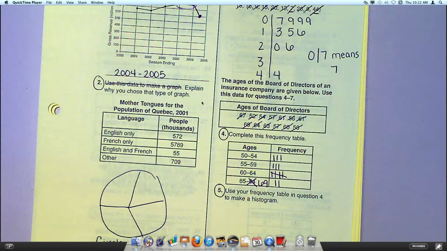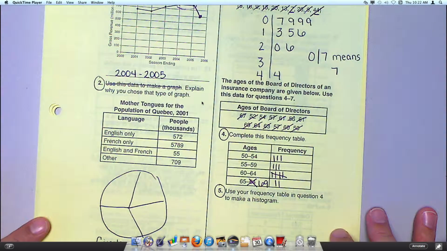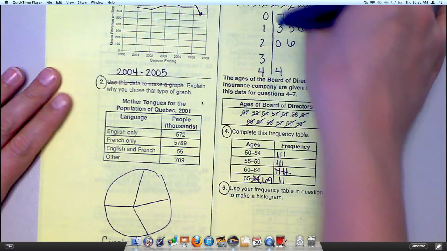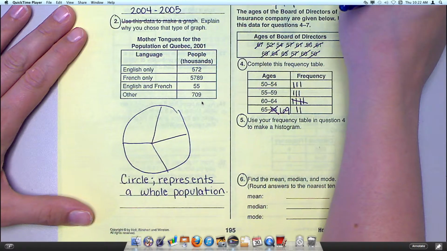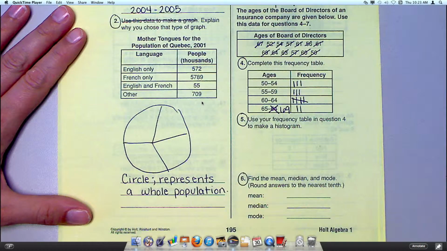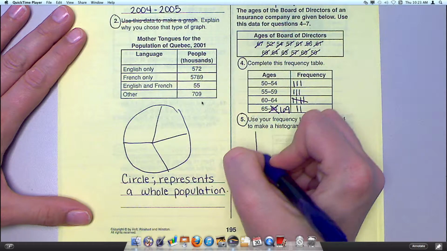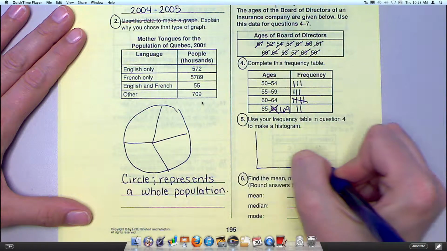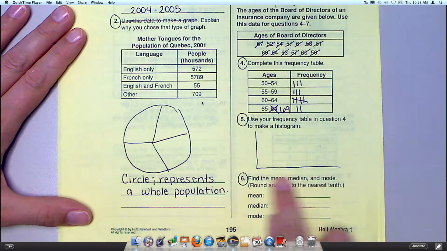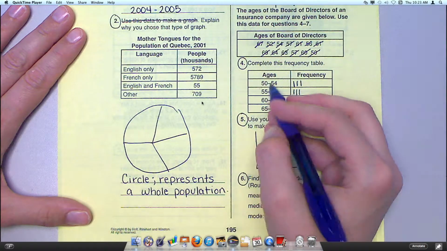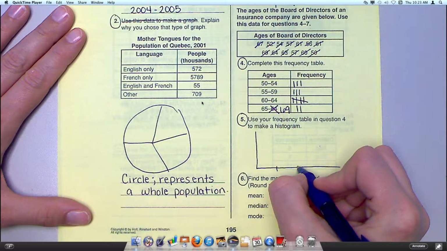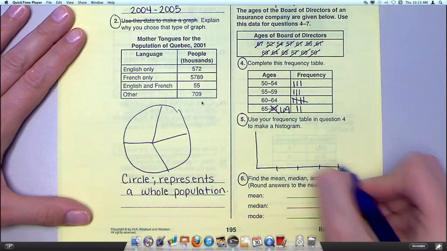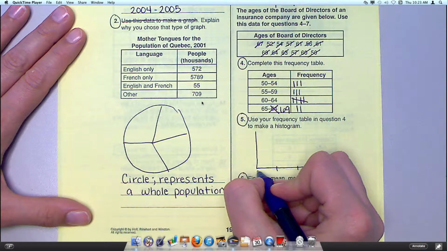Today, because I wanted to give them back to you after we did this review. Okay? Number 5 then wants you to make a histogram, and your histogram can be pretty small. Leave a little bit of space at the bottom to write. What do I put down here? Yeah, the ages. So I need 4 of them. 1, 2, 3, 4. I'm going to squeeze it in.